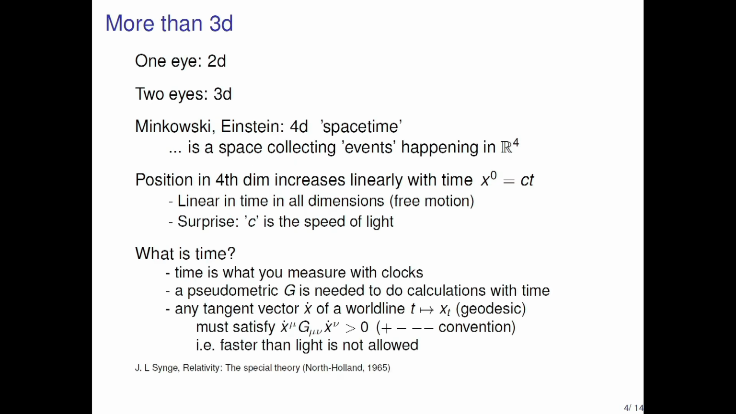So let us start with the dimension of our world. With one eye, you see only a 2-dimensional world. You see a picture in 2 dimensions. With a second eye, or by moving around, you notice that we live in a 3-dimensional world. But then came Minkowski and Einstein around 1900, and they claimed that the world is 4-dimensional. And it's not just a claim. There's, of course, a lot of mathematics behind that.